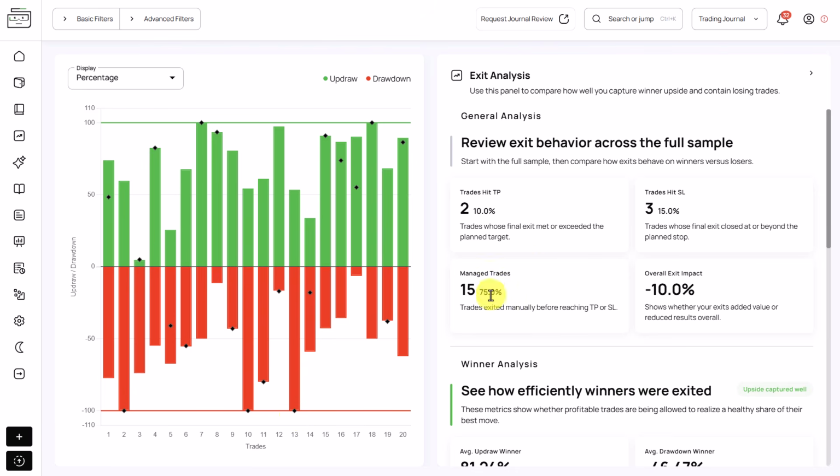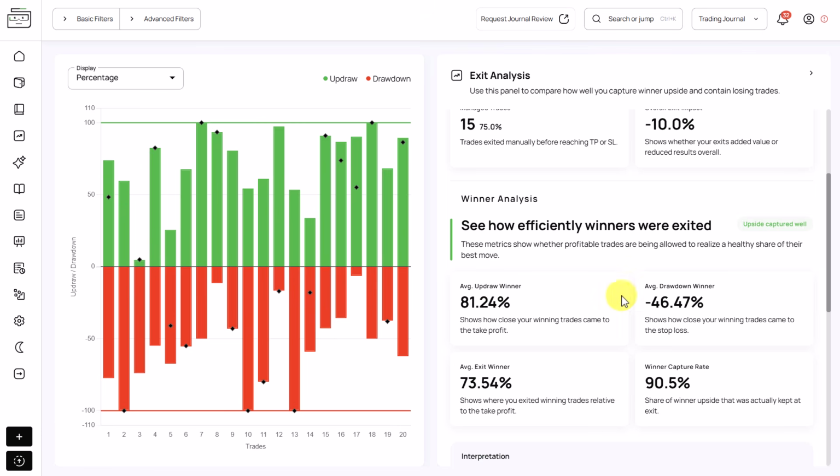We can also see how many trades we managed. And this means, in this context, where you exited manually before the trade reached your take profit or the stop loss. So you can see 75% of the trades were actually managed and the trader somehow intervened. And here we have a very interesting statistic, the overall exit impact. It shows you whether your exit added value or reduced your overall result. So here you can see that by interfering with your trades and closing them early, the trader left some money on the table because the price would have gone up after he exited the trade manually. So a really important statistic to have.